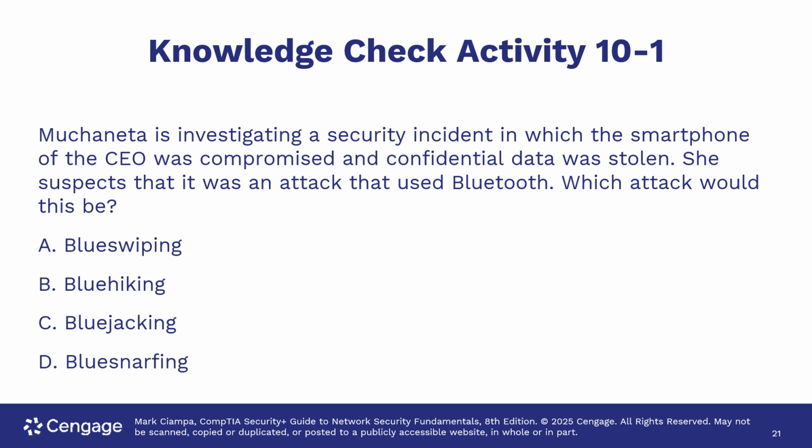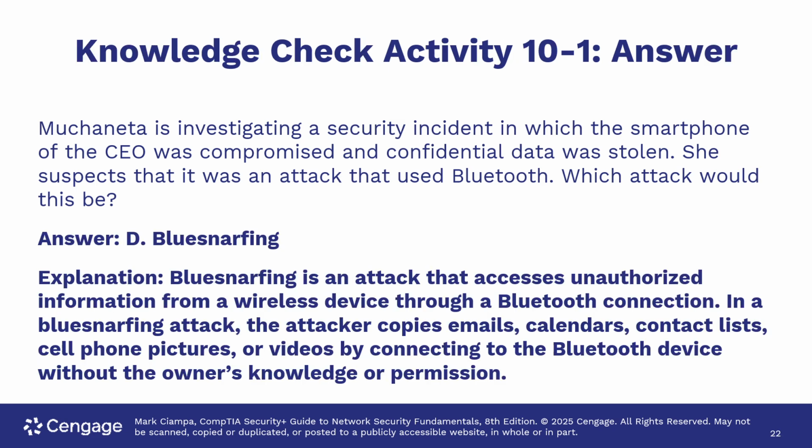So again, the data was stolen and it was an attack that used Bluetooth. Okay, so it's blue snarfing. It's an attack that accesses unauthorized information from a wireless device through a Bluetooth connection. In a blue snarfing attack, the attacker copies emails, calendars, contact lists, cell phone pictures, or videos by connecting to Bluetooth devices without the owner's knowledge or permission.